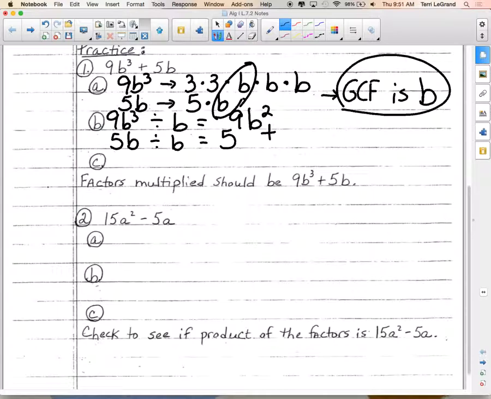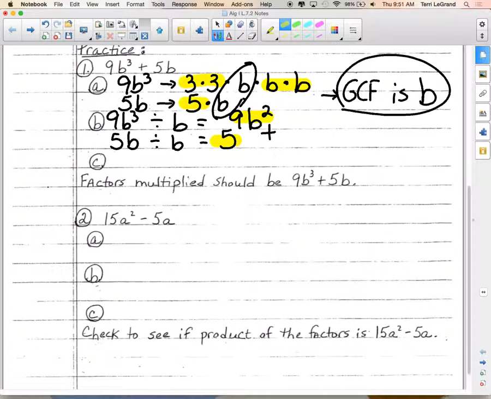Okay, now notice something about when you look back up at this list. We didn't circle that, we didn't circle that. What is 3 times 3 times b times b? What is that? 9b squared. Here we didn't circle the 5. And what did we get? Here, we were left with the 5, weren't we?